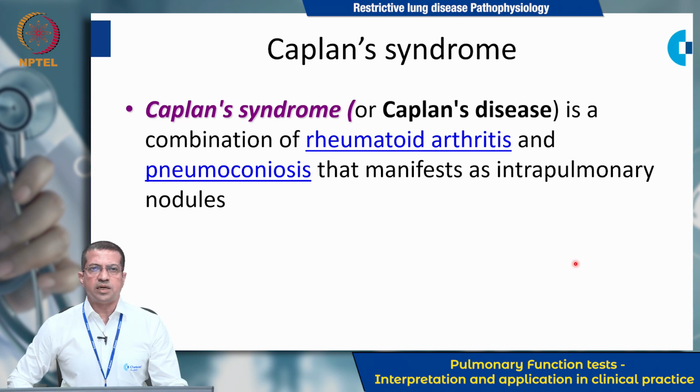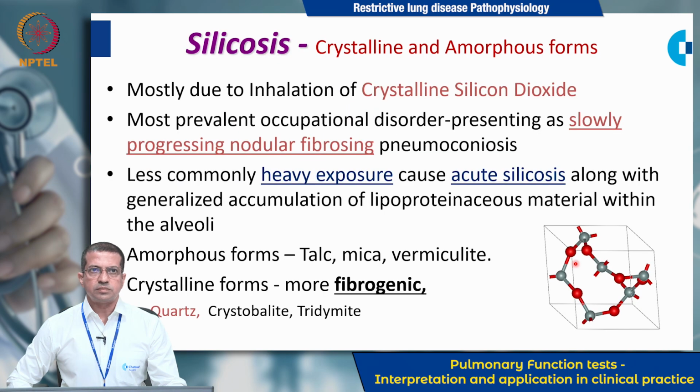Caplan syndrome is a syndrome named for people having pneumoconiosis along with another disease, rheumatoid arthritis. That is nothing but a joint disease combined with pneumoconiosis, called Caplan syndrome.